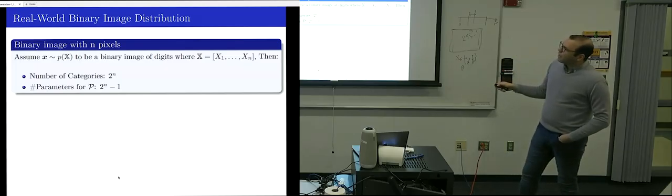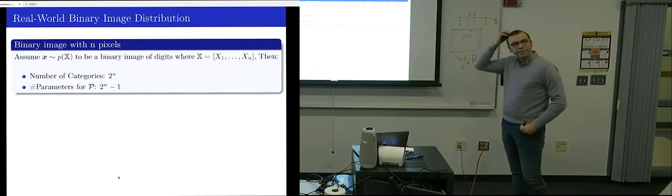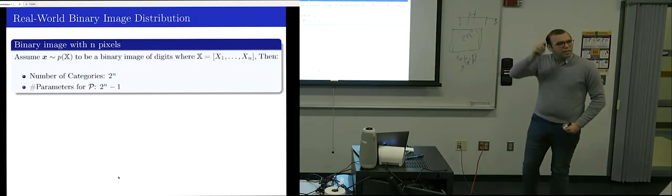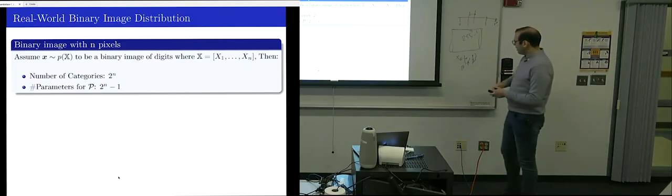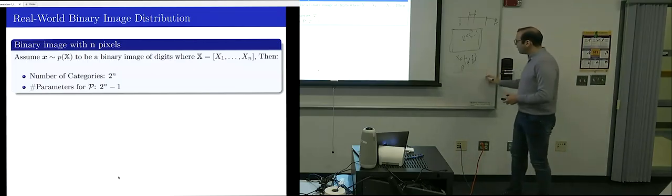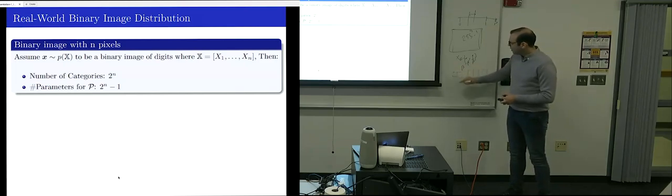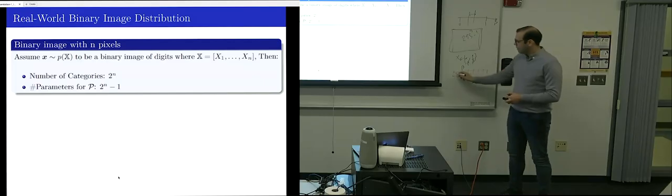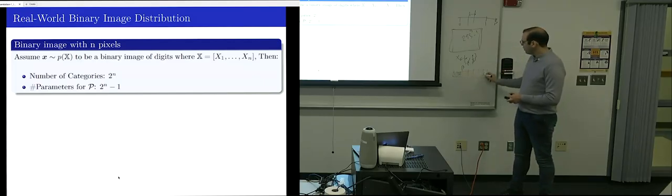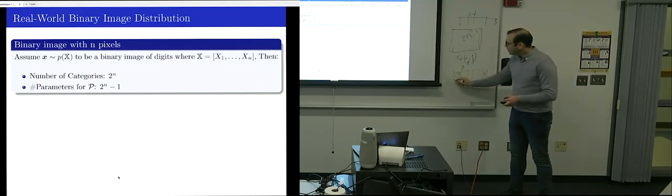So assume I have an image with n pixels. N is the number of pixels. So I have n random variables. Each of them is binary. Okay? Assume that I have vectorized the image, and I have n pixels, 1, 2 to n. Each of them is binary, 0 or 1, 0 or 1.